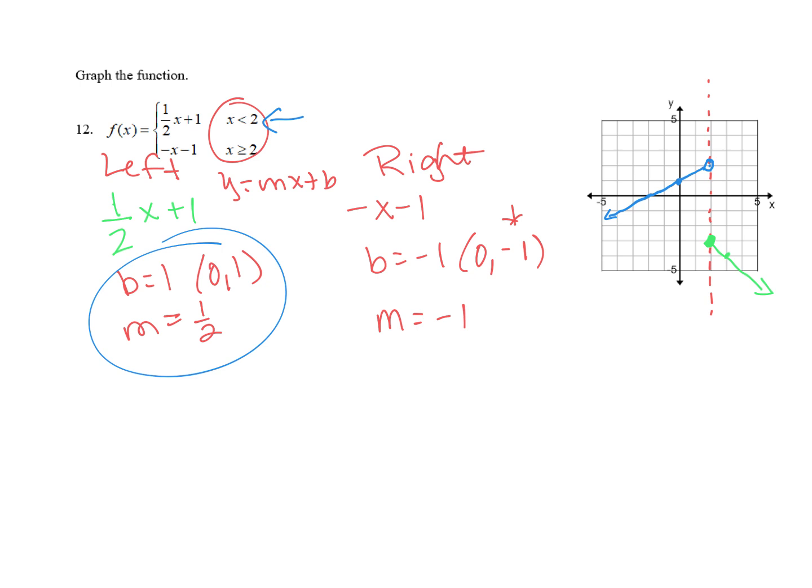So what I'm going to do is erase everything before that. So there's the graph. Now, if you don't want to do that, what you can do is plug in 2. You could plug this value of 2 in, so -2 minus 1 is -3, and I can know that that's the point where I need to start. So I could either find other points that are within my domain values, or I can graph the line and then erase the part that I don't need.